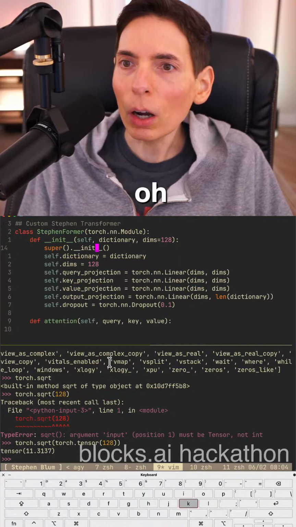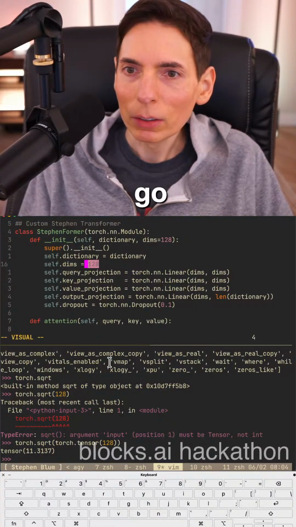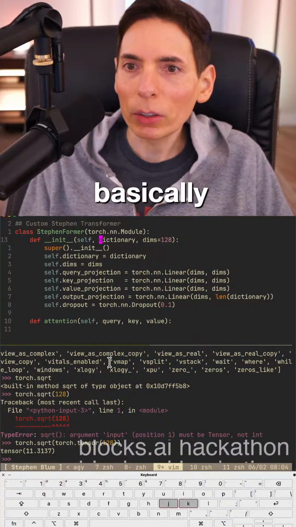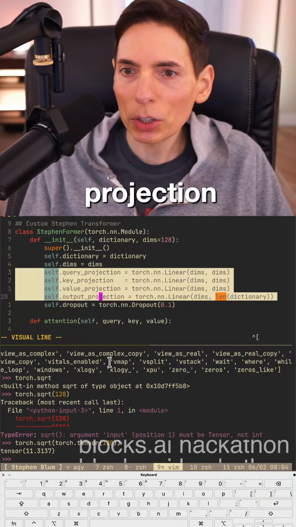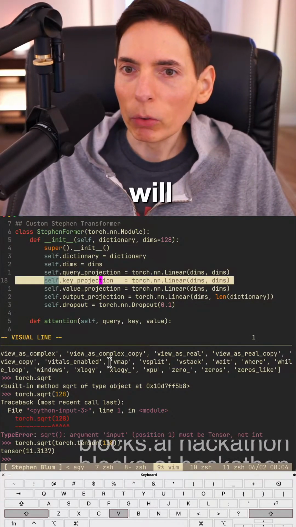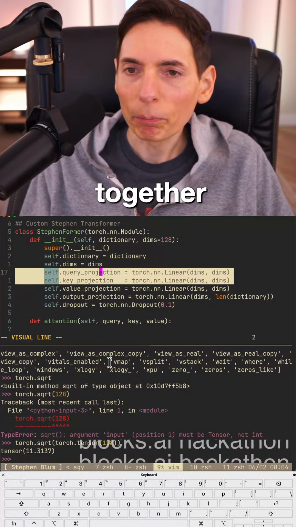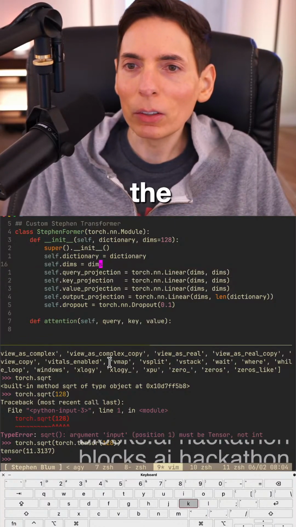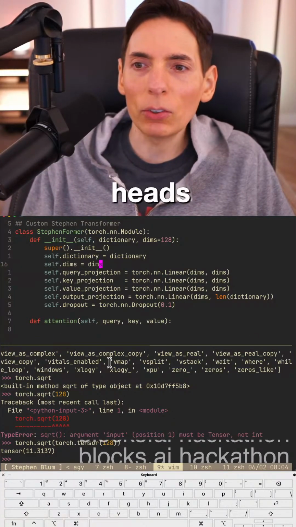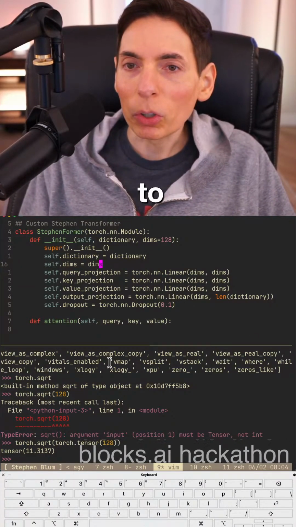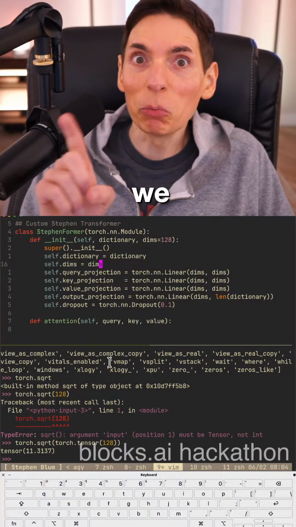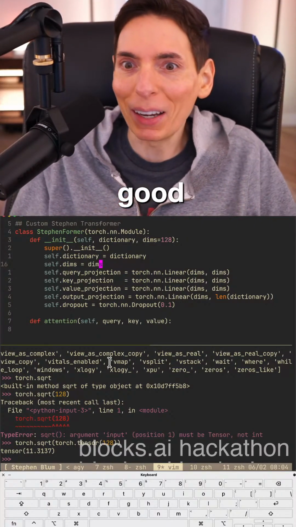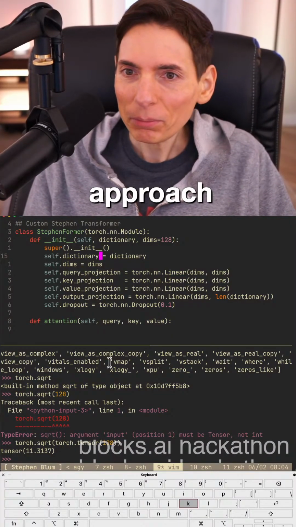I found a little, there we go. I've got to update that right there. Okay, so we've got our dictionary, which is basically our vocabulary, our dimensions. We've got our projections, including an output projection. Then we will multiply query and key together with a scale that divides on the dimensions based on the number of heads that are being used. We're going to start off with one head, and then we will maybe upgrade tomorrow if we have time to have two heads. I think that's a good plan.